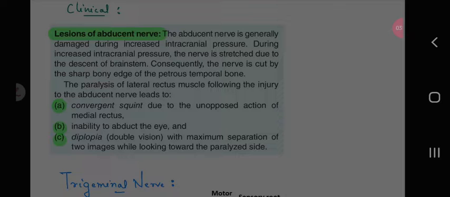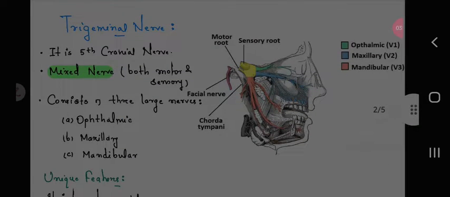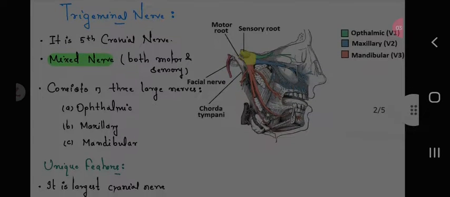The paralysis of the lateral rectus muscle following the injury to the abducens nerve leads to convergent squint due to unopposed action of medial rectus, inability to abduct the eye, and diplopia, double vision with maximum separation of two images while looking towards the paralyzed side. Now we will revise the 5th cranial nerve, that is our trigeminal nerve.